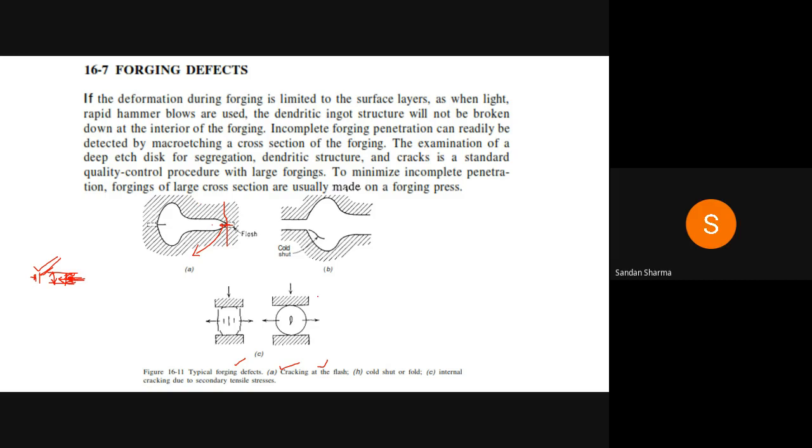Yes, sir. Yeah, similarly if you go for cold set, it is like when you are applying too much pressure and आपका ये जो SAR पेज है ये बहुत ज्यादा है, यहाँ पे material flow नहीं हो पा रहा है. So in that condition also, because of that cold set, you are getting some cracks at SAR pages of your surface. Similarly, you will have internal cracking due to secondary tensile stress.